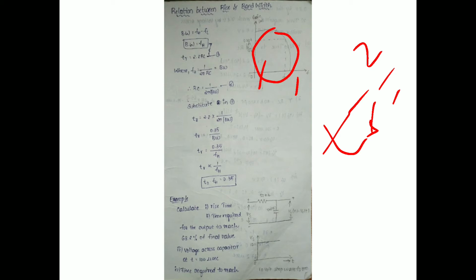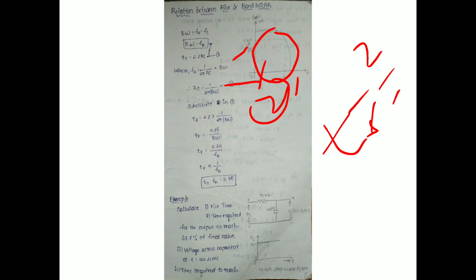So we have to calculate the time constant RC. RC is equal to 1 by 2 pi bandwidth. This can be taken as equation 2. So substitute equation 2 in 1. Tr is equal to 2.2 RC, 2.2 times 1 by 2 pi bandwidth. So Tr is equal to 0.35 by bandwidth.